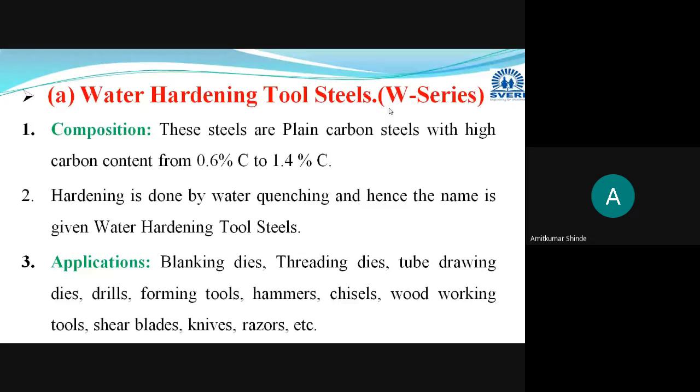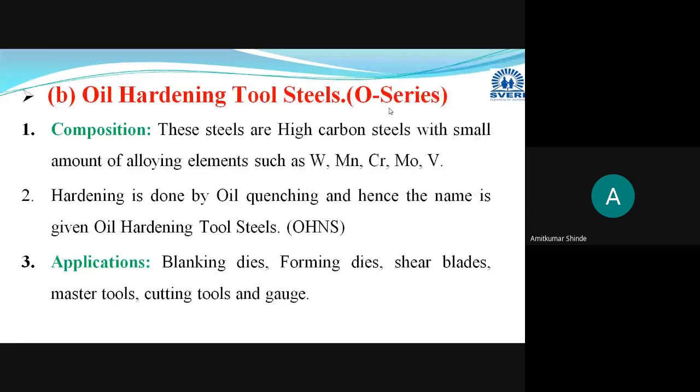Then now we will move towards the next type. The second type of the cold work tool steel, that is the oil hardening tool steels. Now, these oil hardening tool steels are denoted by the O series. Why this O letter is given here, that I will explain in this slide only.